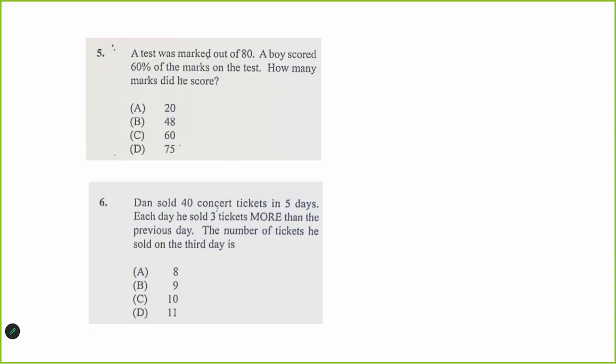Alright, this one here. A test marked out of 80, the boy scored 60%, and he was 60% of 80, which was 48. Well, let's go ahead and check it. It was 60 over 100 times 80 over 1. Cross out the zeros, 6 8s are 48, so the answer is B.